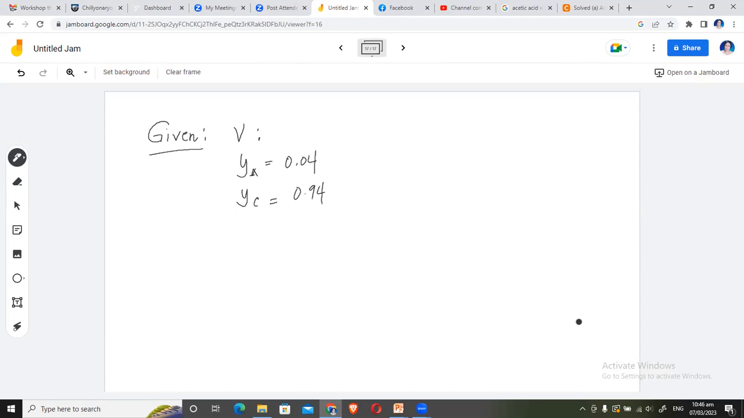The reason why you just have to take note of the A and C of the composition of a particular phase is that it's the only thing that you're going to plot. You're not plotting the composition of water.